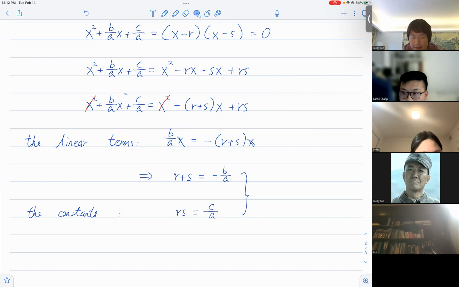So that means (b over a)x, the linear term of the left-hand side, equals the linear term of the right-hand side, right?